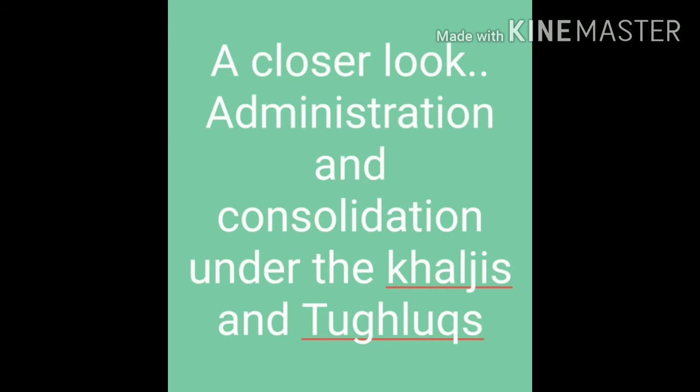Next is a closer look at administration and consolidation under the Khaljis and Tughluqs. The consolidation of a kingdom as vast as the Delhi Sultanate needed trustworthy governors and administrators. The early Delhi Sultans, especially Iltutmish, favored their special slaves purchased for military service. They were called bandagan in Persian.